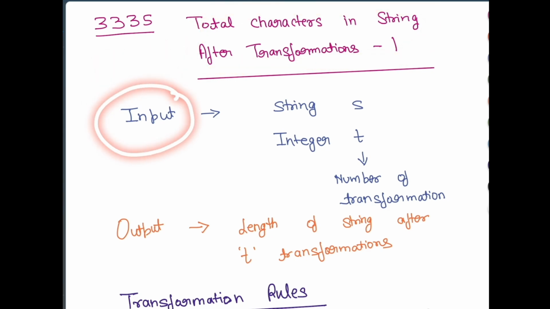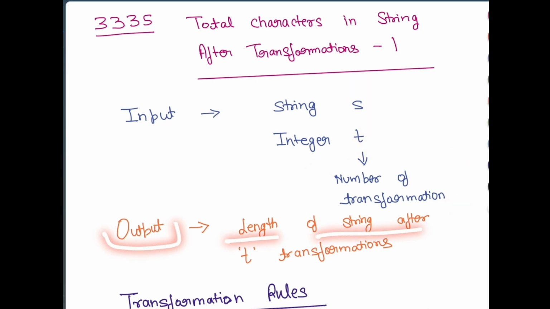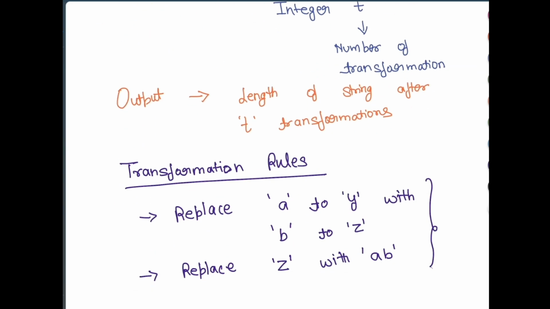The given input in the problem is a string s and an integer t. This t represents the number of times we can do the transformations in the string s. We need to output the length of the string after t transformations. It means that we need to transform our string s t times, and then return the length of the transformed string. What are the transformation rules?